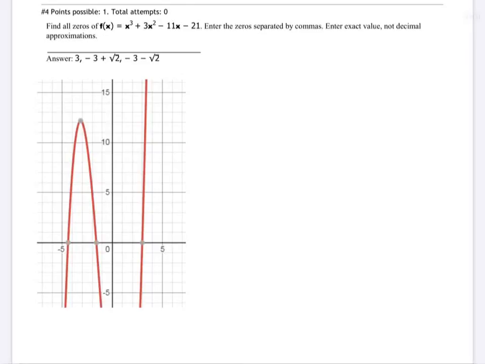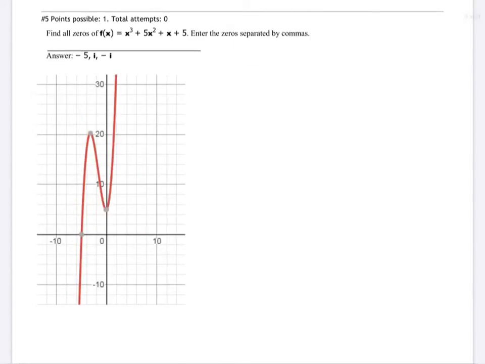I'm going to skip number 4. This one's just the same as the other ones. I've got the graph there. I'm going to go on to number 5. This one's a little different, so let me do this one with you.